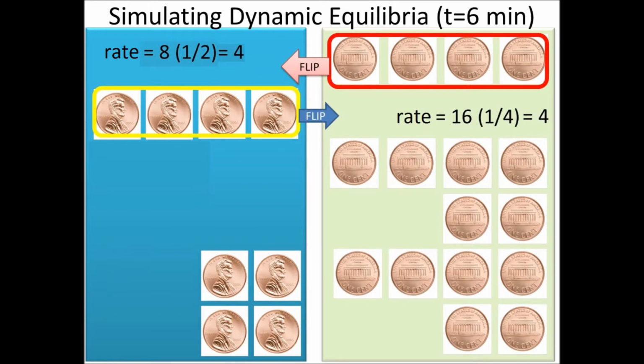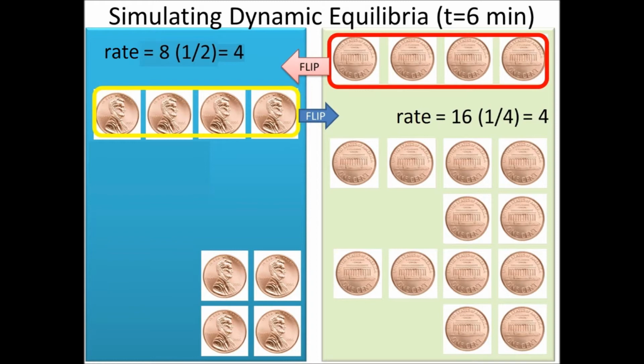The system, we can see, has reached equilibrium because the rates of the forward and the reverse reaction have become equal. Now, in each time interval, since the system has reached equilibrium, 4 pennies will flip each way, and this means the rates have become equal.